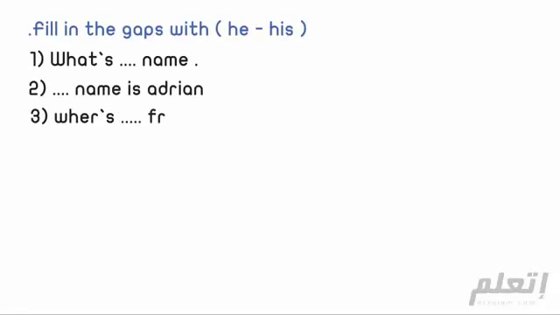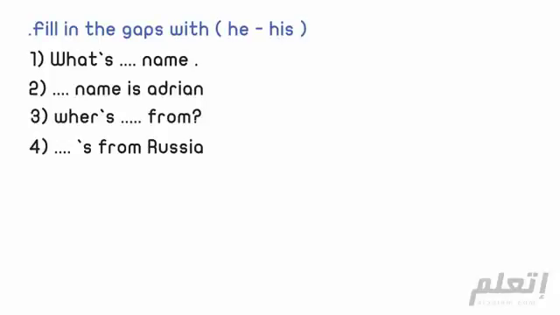Focus. As you see, we have an amazing exercise here, which is about filling in the gaps with he or his. We have 4 sentences and we're going to give you some time so you can pause the video and answer the questions. Now, let's answer question number 1. What's his name? His name is Adrian. Where is he from? He's from Russia.